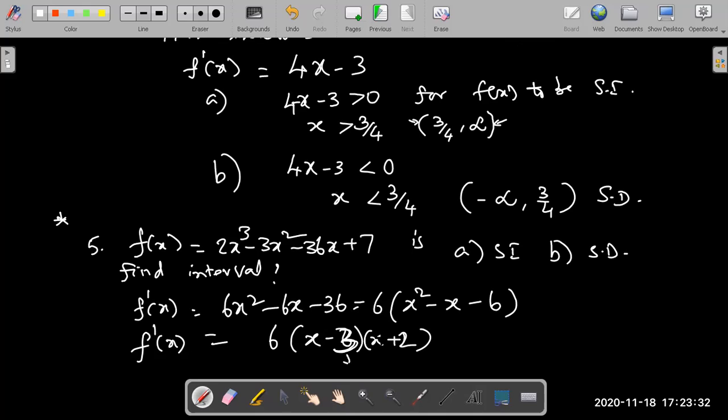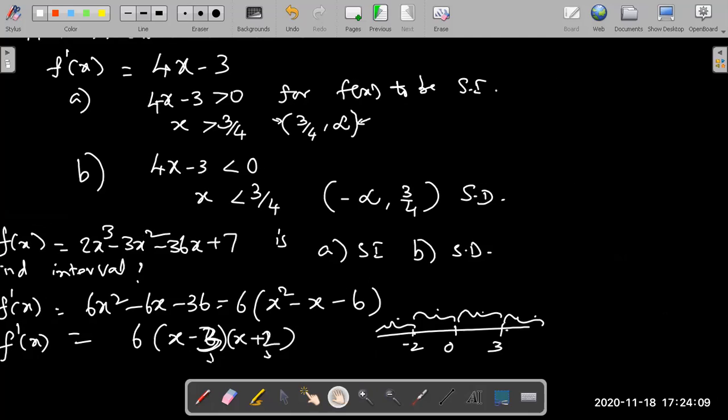Since you got f dash x equal to this, definitely the points are 3 and minus 2. That means we need to consider a number line. x equal to minus 2 and x equal to 3. Definitely at this place and this place, f dash x is 0. So we need to see what happens from this interval to this interval. Four intervals are there. First interval, second interval, third interval, fourth interval. This is less than -2. This is between -2 and 0. This is between 0 and 3. This is greater than 3.